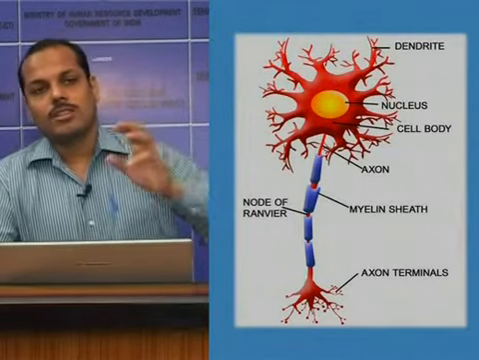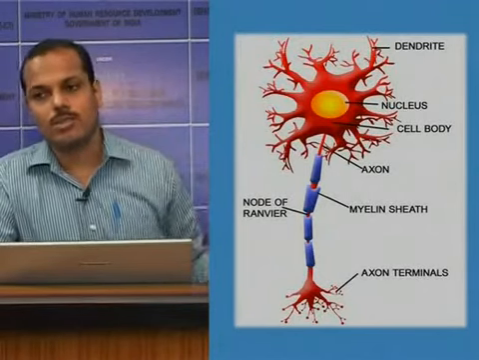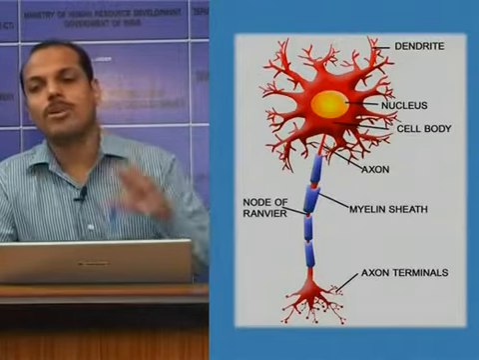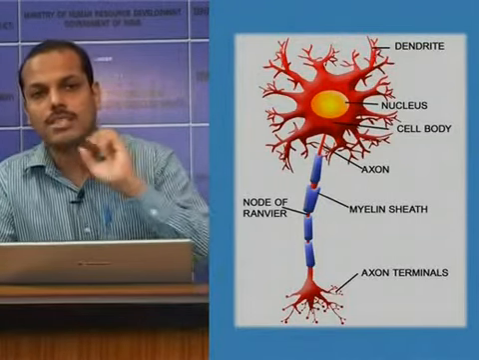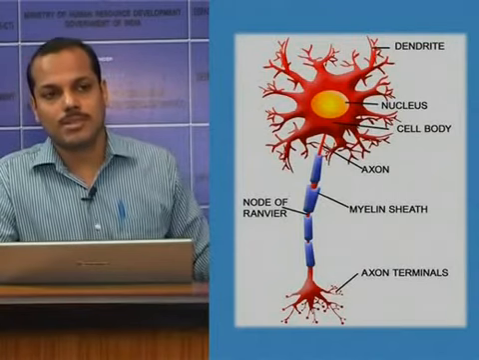So the first structure in the cell is the nucleus. Nucleus is seen at the central region. That is, there will be only one nucleus. It is seen at the central region, and there is no centrosome present.